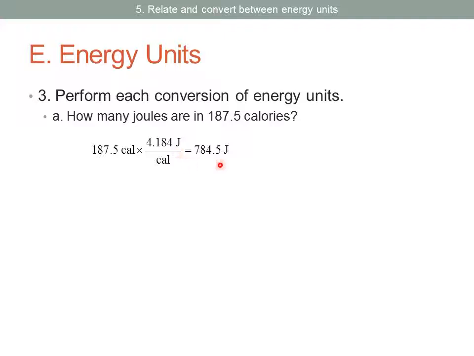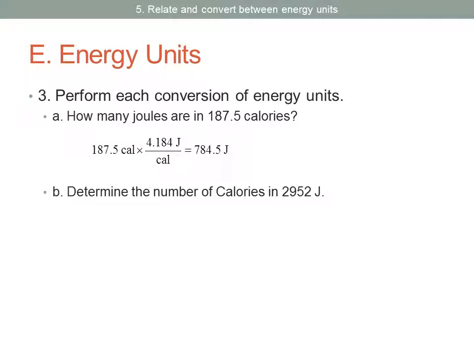And then we would have 4 sig figs because the 187.5 has 4, as does the 4.184. That is not an exact conversion. That is limited to 4 sig figs if that issue ever comes up. And in this case, it would round to 784.5 joules.